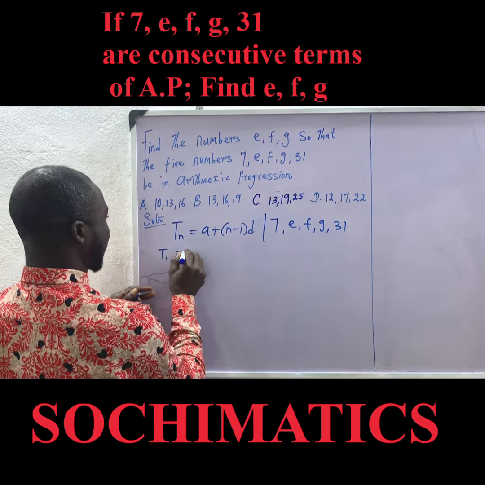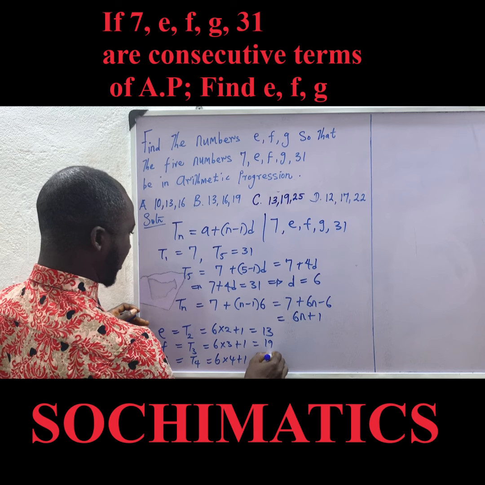And now, E here is the second term, that is when n is 2. So E is T2, and this will now be the same thing as 6 times 2 plus 1, and this is the same thing as 13. And then F is T3, when n is 3, this will then become 6 times 3 plus 1, and this will be the same thing as 19. And then G is the same thing as T4, and this is when n is 4, which is now 6 times 4 plus 1, and this is the same thing as 25.